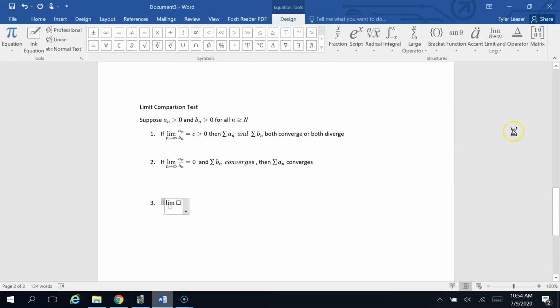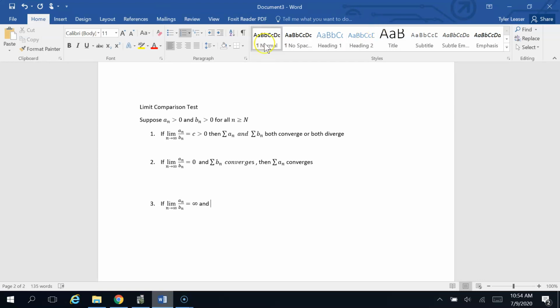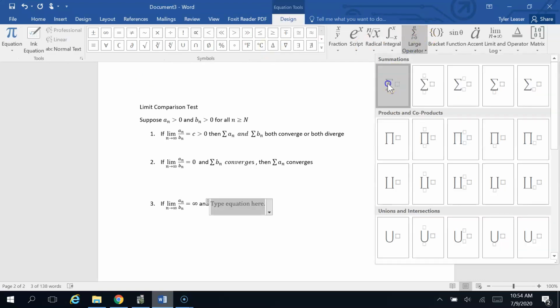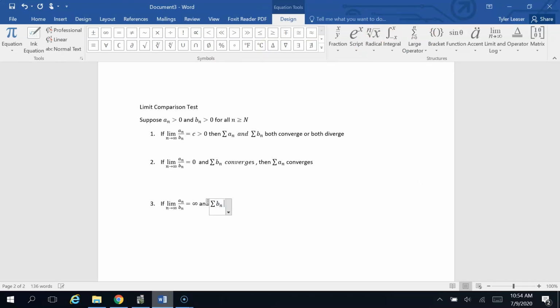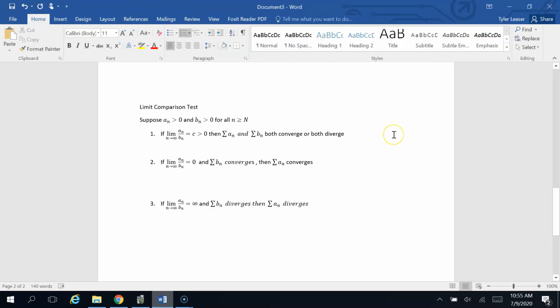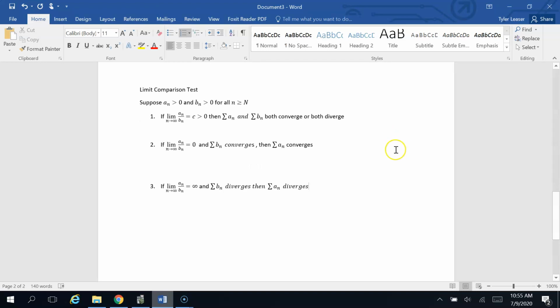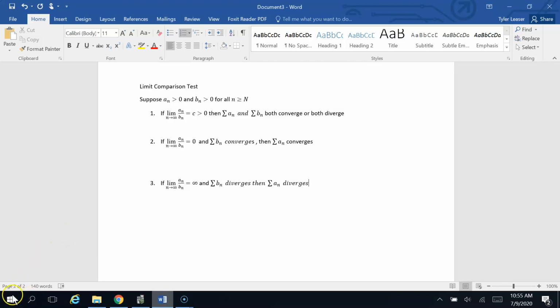3 is kind of similar, just the other way around. Same startup though. If we look at the limit as n goes to infinity of the sequence ratio a sub n over b sub n, this time if this blows up to infinity and we know that the denominator diverges, then we automatically get that the numerator also diverges as a series. Cool. Okay, so again, very similar kind of startup, but this time we have that the denominator there diverges. So let me find some good examples of this, and we'll do some examples.